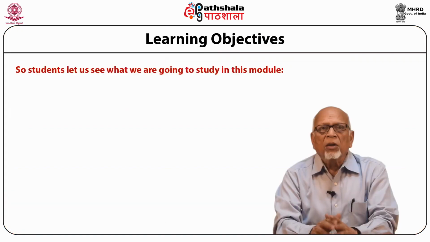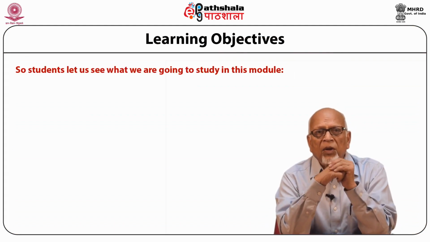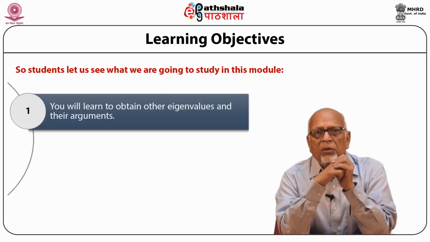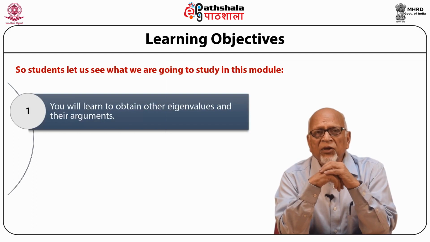Today we will continue to discuss the Gram-Schmidt theory which we introduced in the previous module. So this is the second part of the Gram-Schmidt theory from the paper Mathematical Physics. So students, let us see what we are going to learn in this module. In this module, you will learn to obtain other eigenvalues and their eigenfunctions.